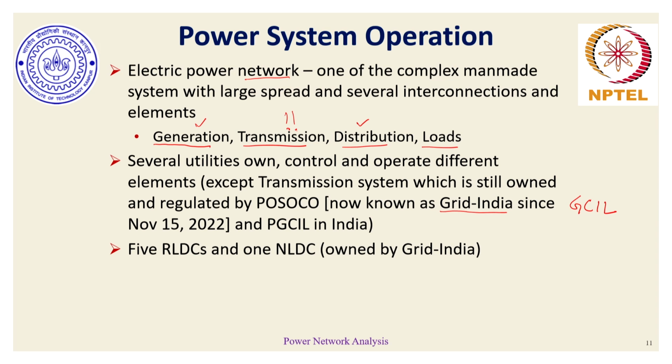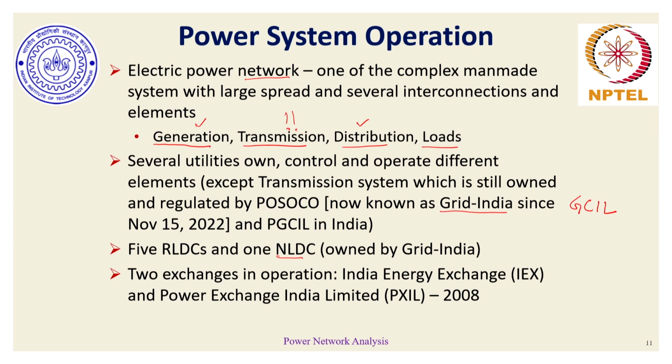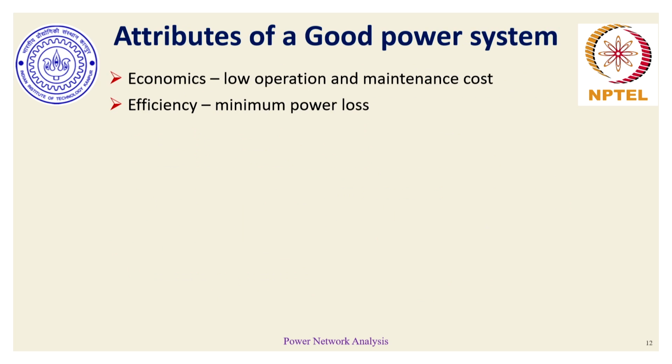There are 5 RLDCs, one for each of the 5 regional power networks, and one national load dispatch center, which is owned by Grid Controller of India Limited. We also have 2 power exchanges, Indian Energy Exchange and Power Exchange India Limited, which were set up in 2008, wherein different private players and state-owned utilities at the generation level or at the distribution level can bid, buy or sell energy in order to meet their local demands, apart from the exercise which is done by GCIL from the operation perspective.